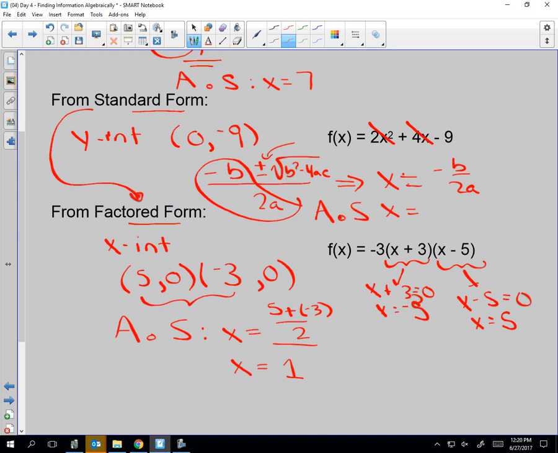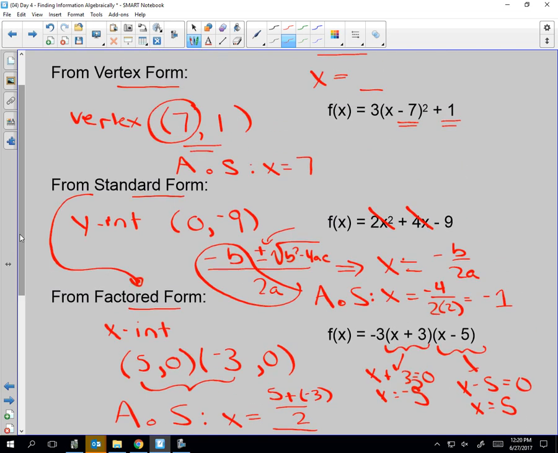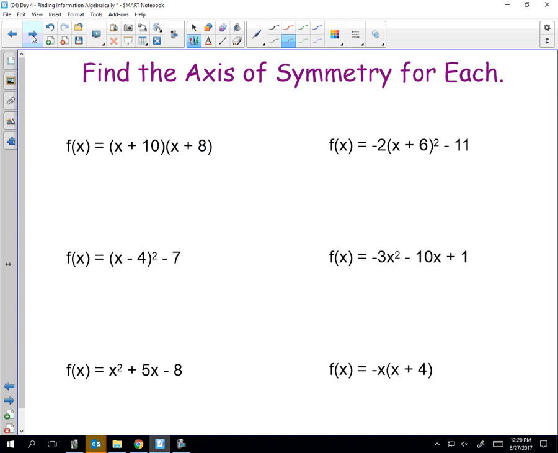Okay, our AOS, axis of symmetry, is minus b, negative 4, over 2 times our a leading value of 2. So we have negative 4 over 4. Our axis of symmetry is negative 1. So now, those are the three ways that we can find the axis of symmetry. So now, let's look at a few extra examples.